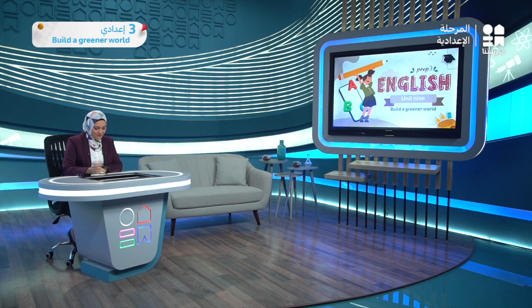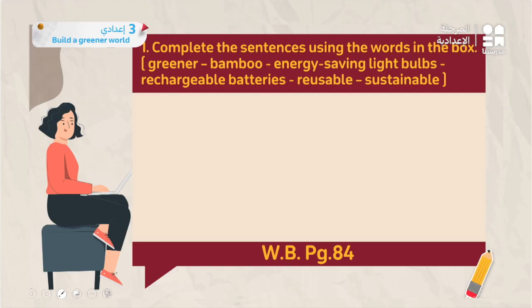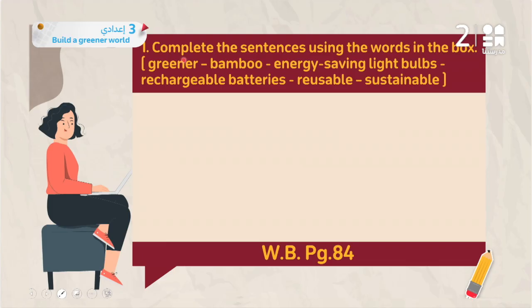Now we're going to do an exercise in the workbook, page 84. Complete the sentences using the words in the box. The words we have are: greener, which means more green; bamboo, a type of wood; energy saving light bulbs, which save energy and electricity.